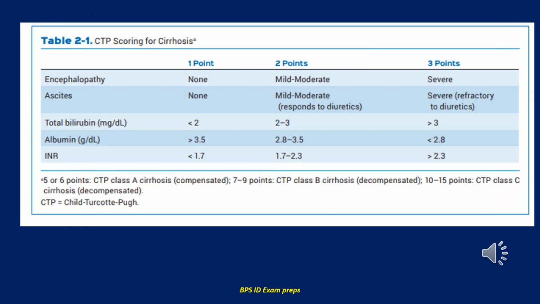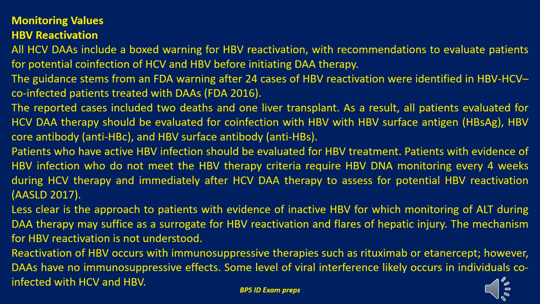Pause the video and carefully scrutinize Table 2-1 summarizing CTP scoring for cirrhosis. Next we will discuss monitoring values. We will begin with HBV reactivation. All HCV DAAs include a boxed warning for HBV reactivation, with recommendations to evaluate patients for potential co-infection of HCV and HBV before initiating DAA therapy.